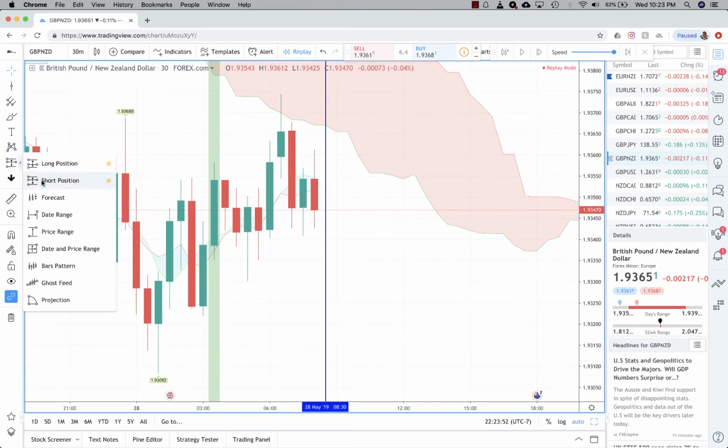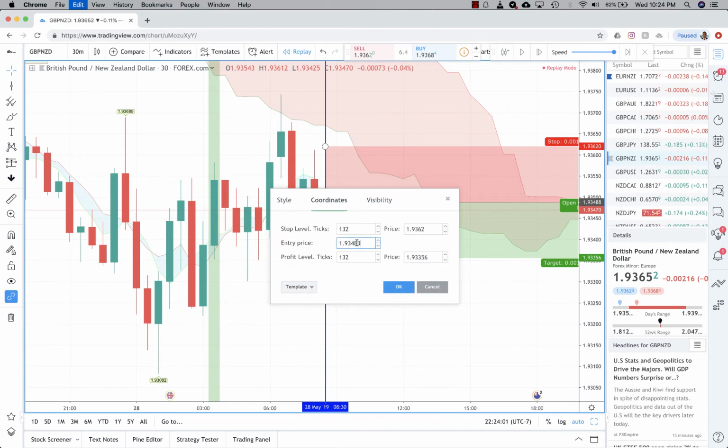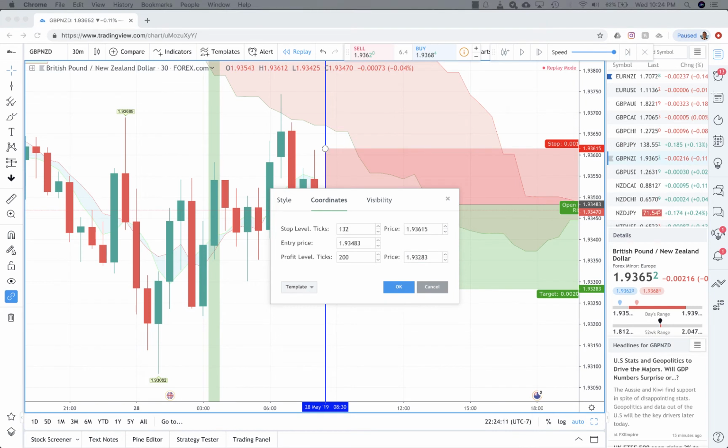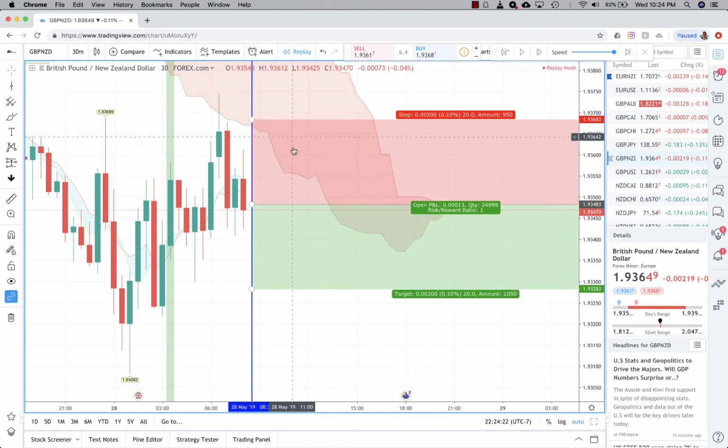So we entered about this time, and our entry was set at 1.93483. Our target was set at 1.93283, and our stop loss was set at 1.93683. So it looks like we were going for the same thing, a 20 pip gain on this trade.